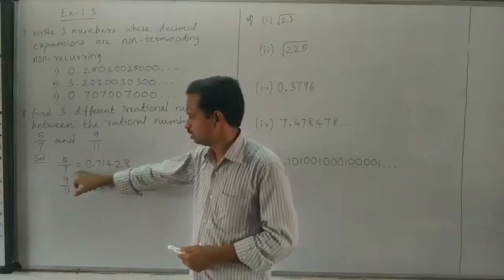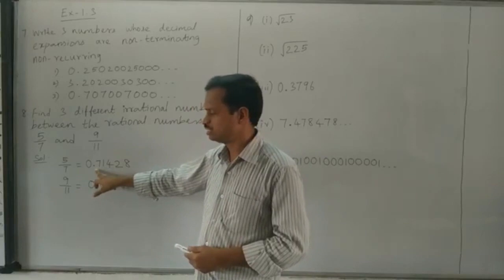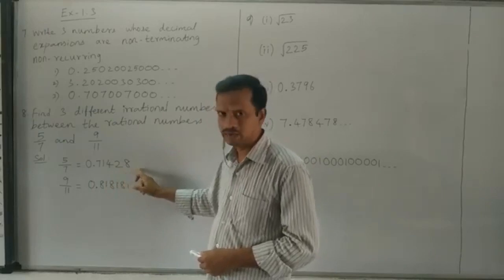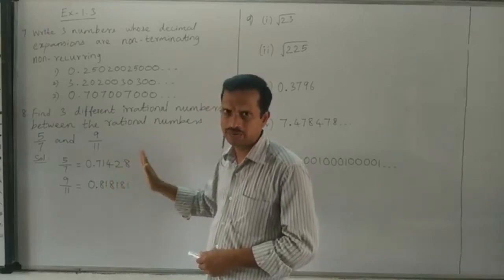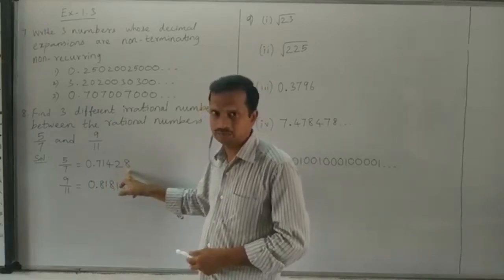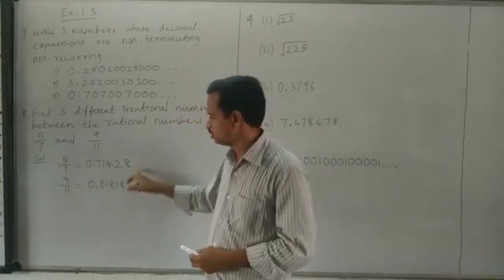You see here 5/7 is, if you divide, you get the decimal expansion 0.71428, and after 8 no other digit, it terminates up to 8. So this is terminating. Okay, so it is rational. 5/7 is rational. So it is terminating.